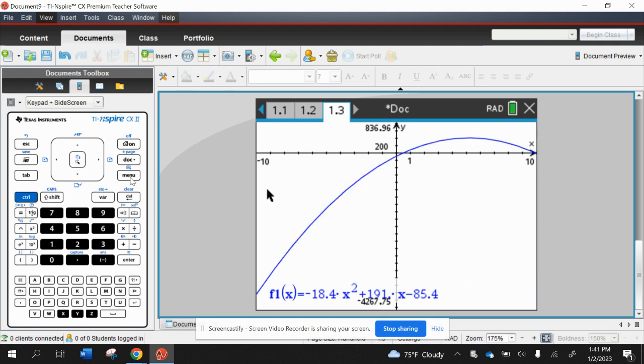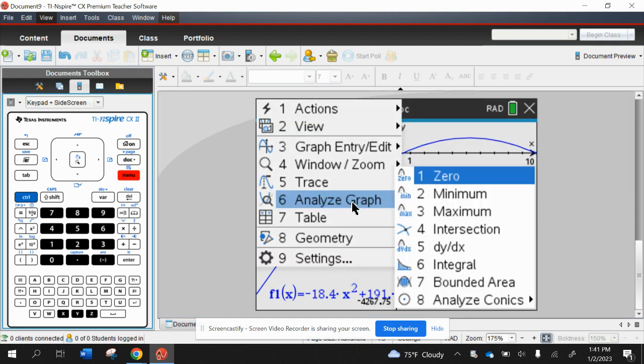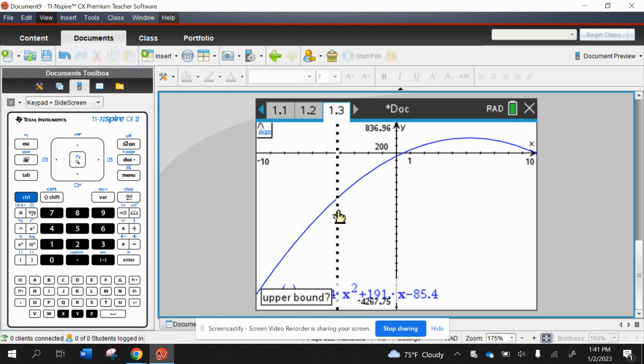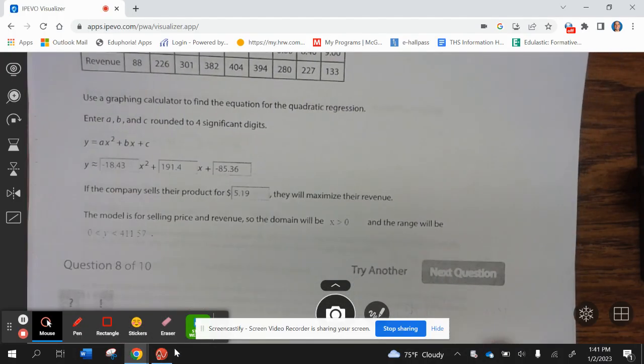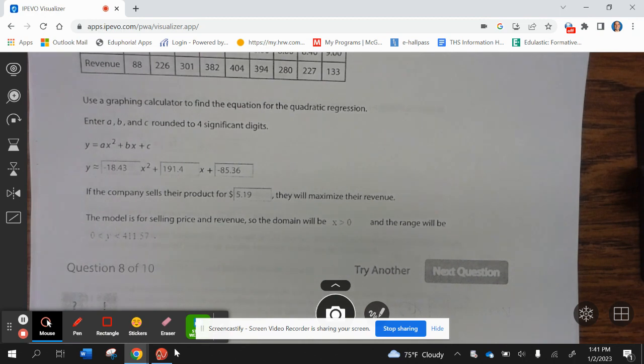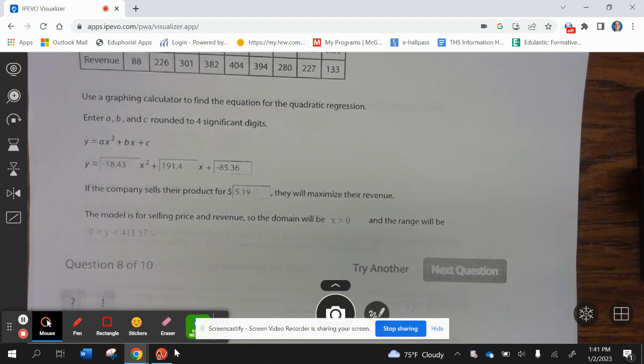Now we can see the maximum right there, so we're going to go to menu, analyze, maximum, click, drag, and there you go. So if the company sells a product for $5.19, they will maximize their revenue. So to model the selling price and revenue, the domain will be x greater than 0, and the range will be from 0 to 411.57.